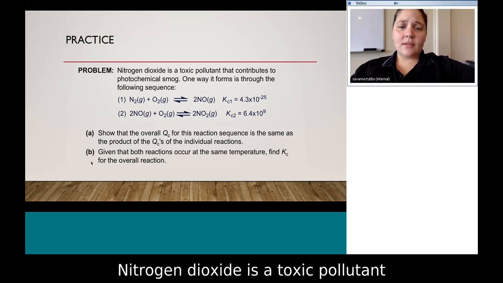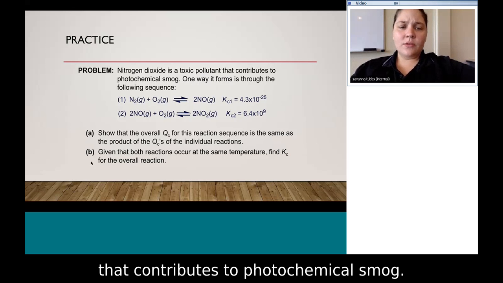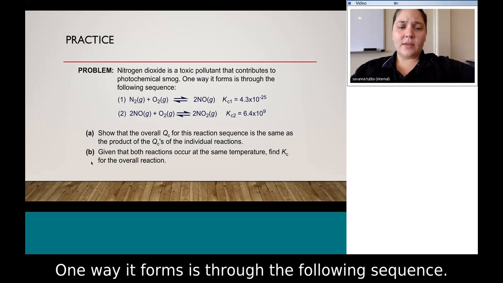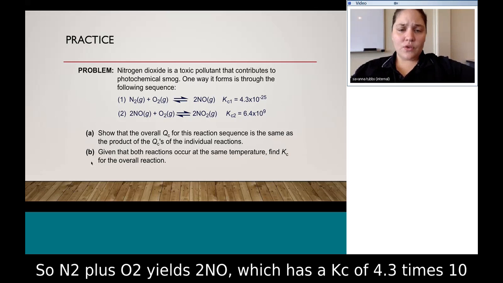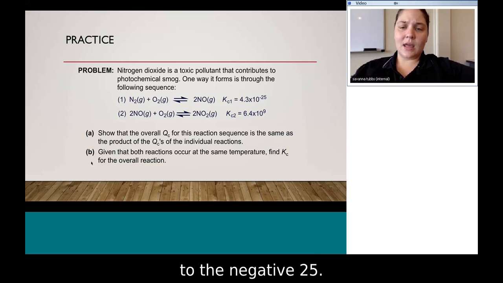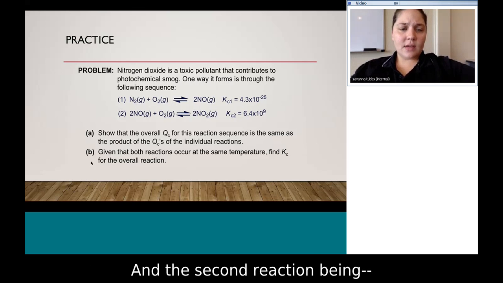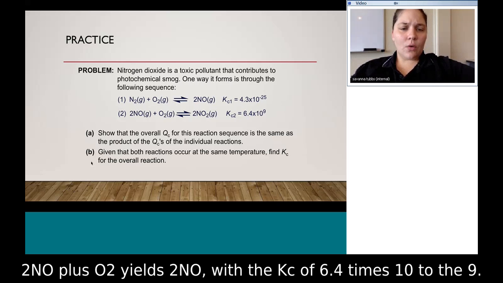Nitrogen dioxide is a toxic pollutant that contributes to photochemical smog. One way it forms is through the following sequence. So we have two different reactions occurring. N2 plus O2 yields 2NO, which has a Kc of 4.3 times 10 to the negative 25. And the second reaction being 2NO plus O2 yields 2NO2, with a Kc of 6.4 times 10 to the 9.